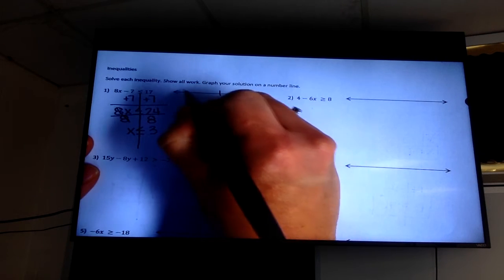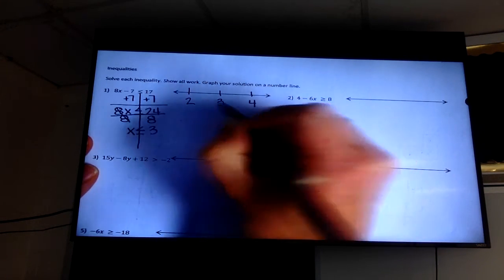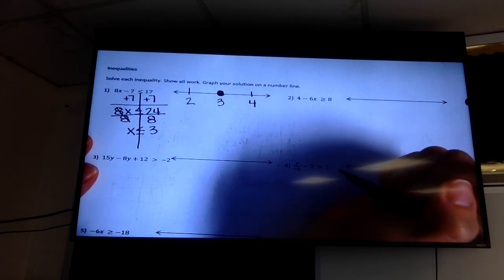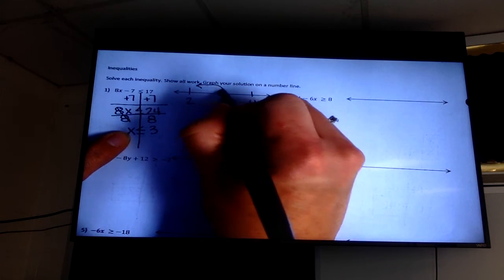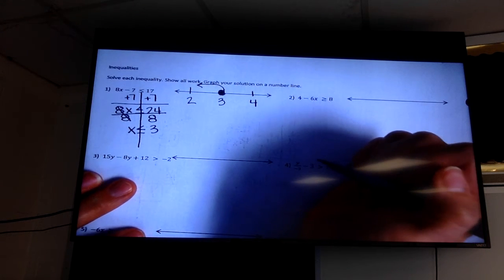So that means I should put 3 in the middle. So I'm going to say 2, 3, 4 for my number line. It says or equal to, which means a closed circle on the number 3. And my variable is first, and the arrow's pointing this way. So I know anything to the left would be a logical answer.